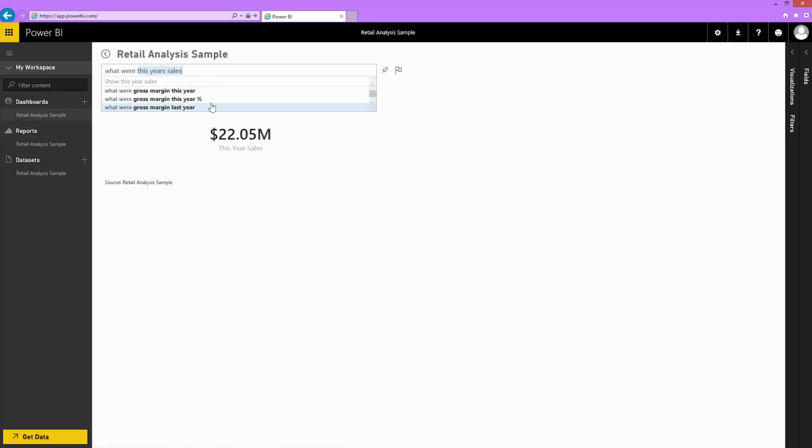Q&A helps me format my question with suggestions, autocomplete, rephrasing, and spelling corrections. At this point, Q&A shows me the year's sales as a number card.